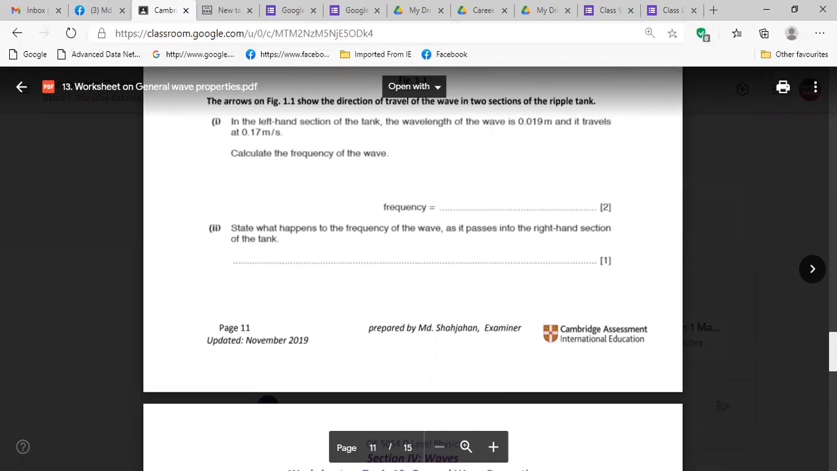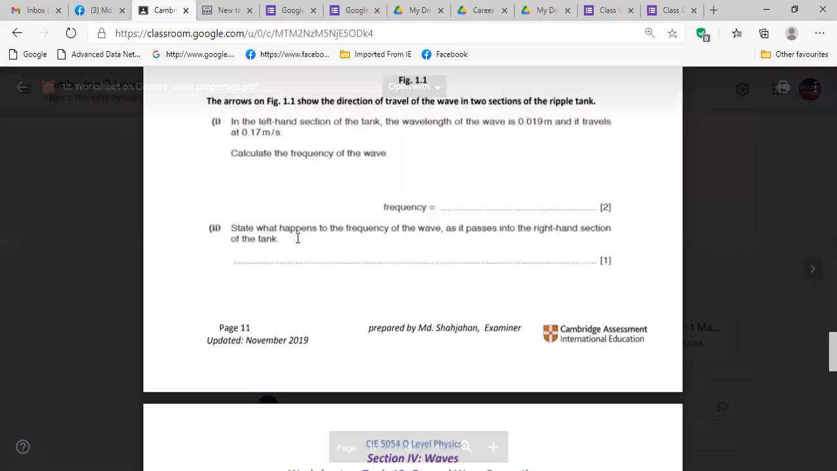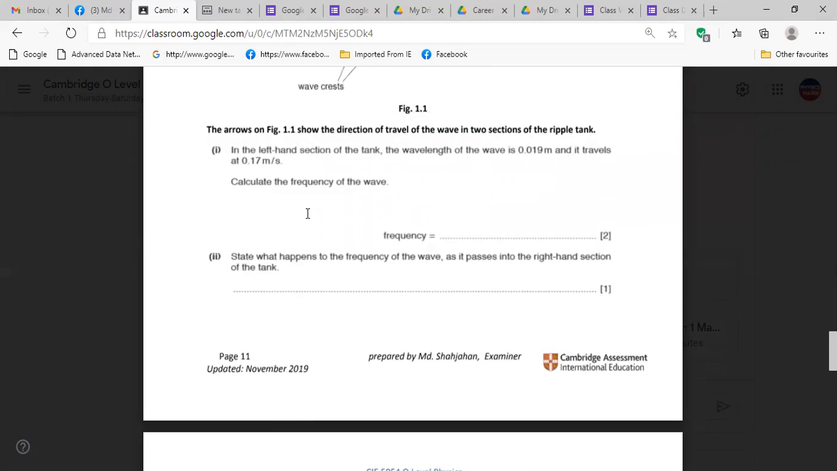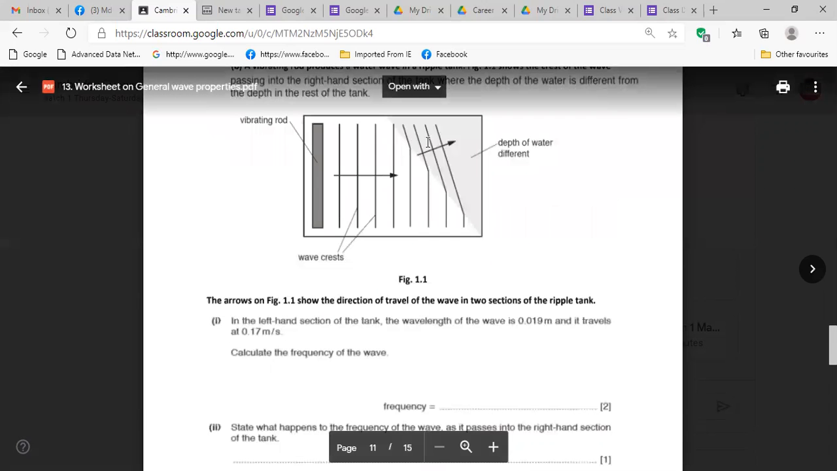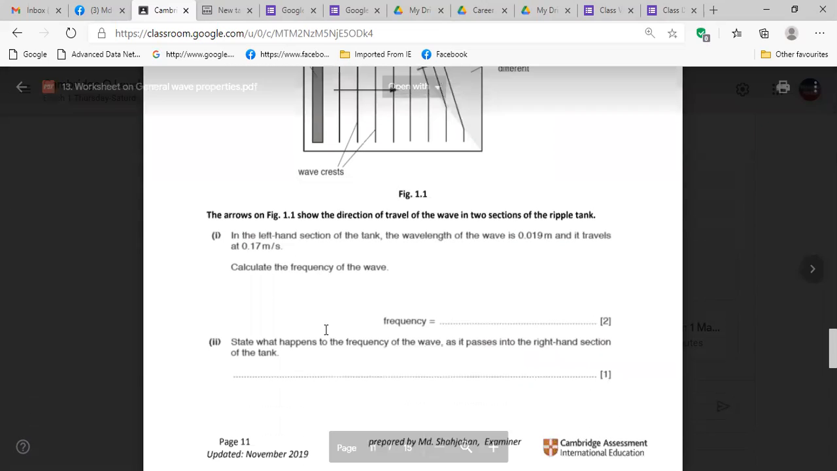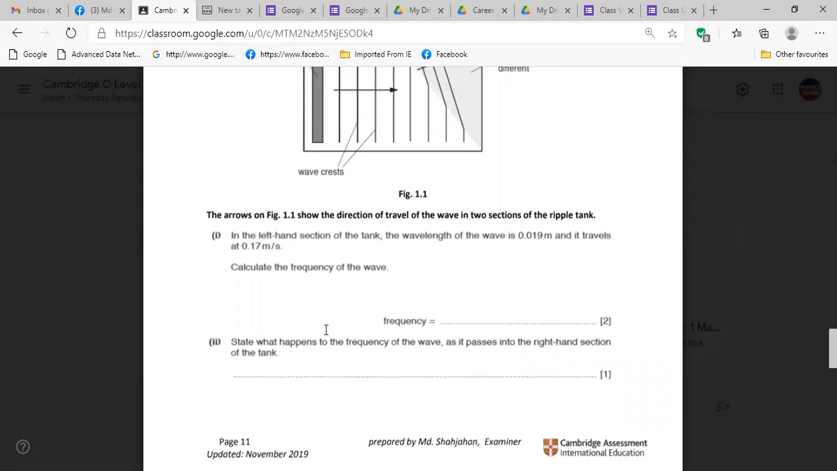Can you read B2? State what happens to the frequency of the wave as it passes into the right hand section of the tank. Okay, so it's going from left to right. Then what happens to the frequency of the wave?